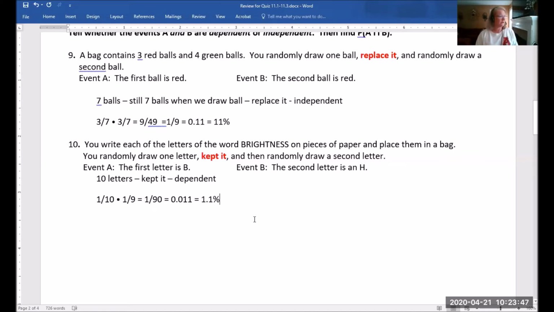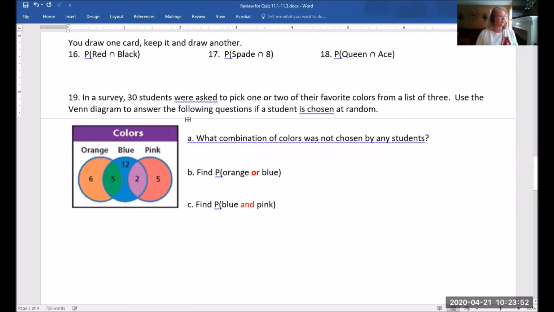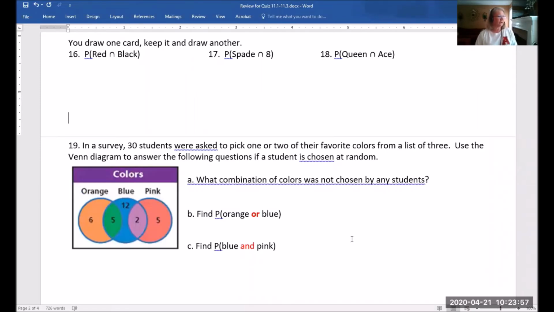All right, now I want to go down here to the bottom of this and talk about these, because these are some other questions that you had difficulty with. It says, in a survey, 30 students were asked to pick 1 or 2 of their favorite colors from a list of 3. Use the Venn diagram to answer the following questions if a student is chosen at random. It says, what is the combination of colors that were not chosen by any student? Well, we've got orange and blue here. See the overlap. We've got blue and pink here. There's overlap, but we don't have any overlap with the orange and the pink. So if we were to answer that question, it would be orange and pink.